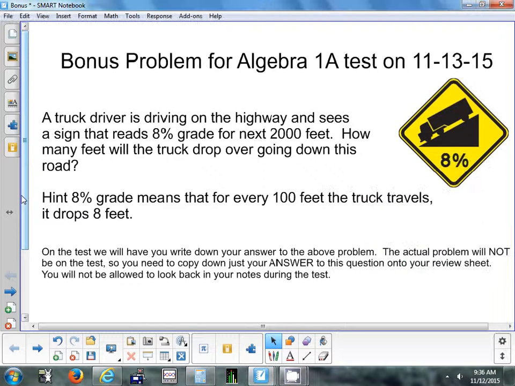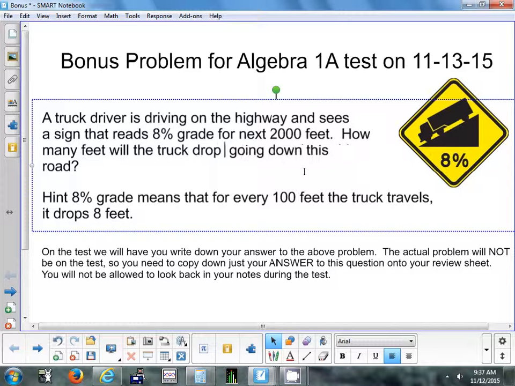All right, so the bonus problem for the Algebra 1A test on November 13th. It says a truck driver is driving on the highway and sees a sign that reads 8% grade for the next 2,000 feet. How many feet will the truck drop going down this road? The hint is that an 8% grade means for every 100 feet the truck travels, it will drop 8. So I want to know how many feet the truck will drop going down this road, if it's a 2,000 foot long road and it's an 8% grade.